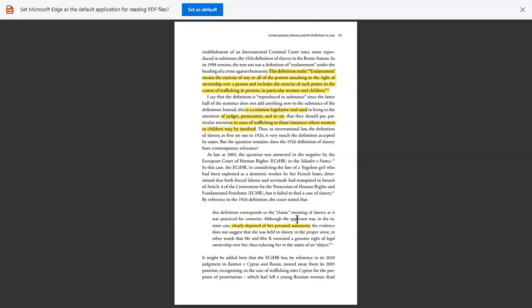So hope this helps clear up a little bit the de facto and de jure understandings, because it does give contemporary relevance. So the definition reads, and this is out of a 1998 court case, or convention where the Rome Statute came out: enslavement means the exercise of any or all of the powers attaching to the right of ownership over a person, and includes such powers in the course of trafficking persons, in particular women and children.